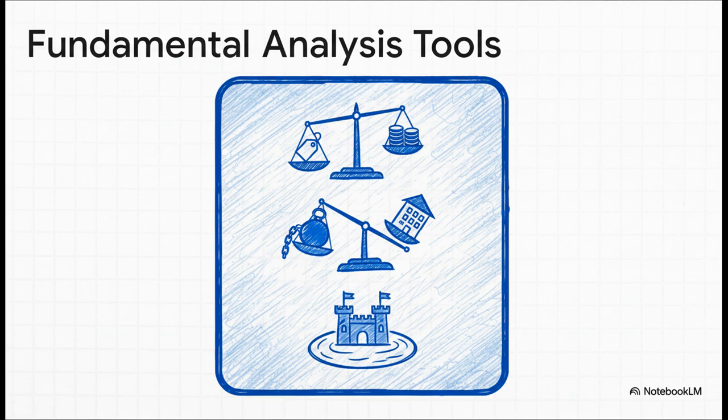So what's a fundamental analyst actually looking at? Well, they're poring over financial reports. They're looking at things like the PE ratio to see if a stock is cheap or expensive compared to its earnings. They're checking the company's debt levels. And ultimately, they're searching for what's called an economic moat. That's a company's big, sustainable advantage over its competitors.